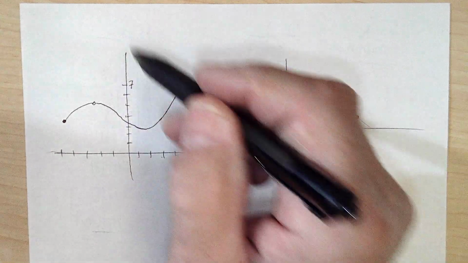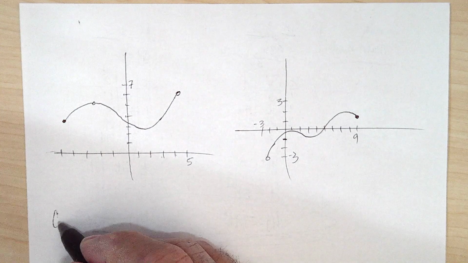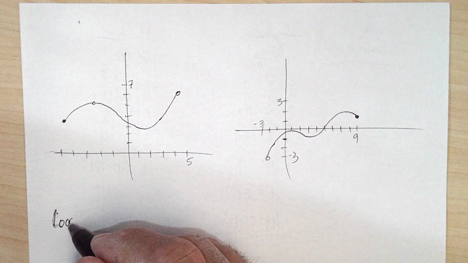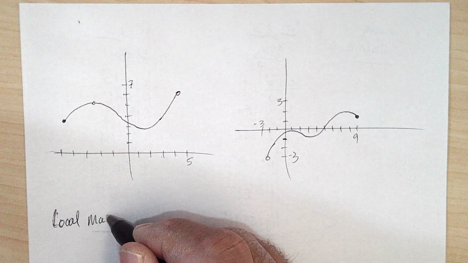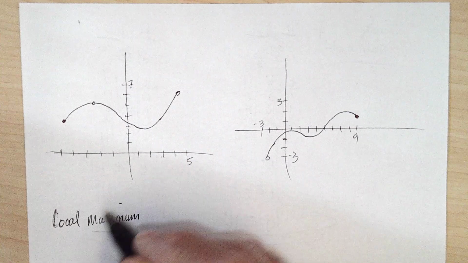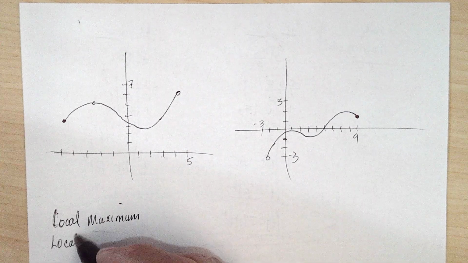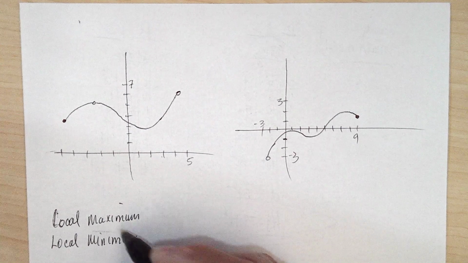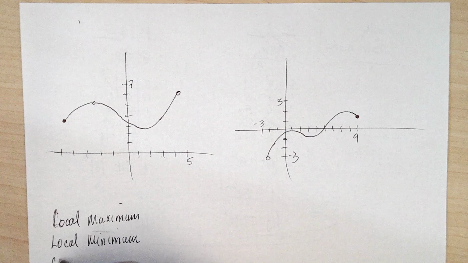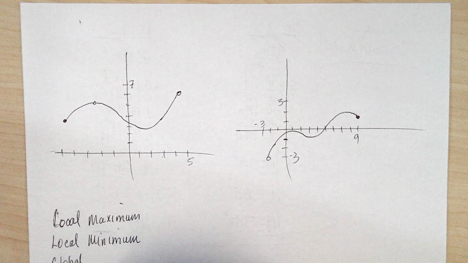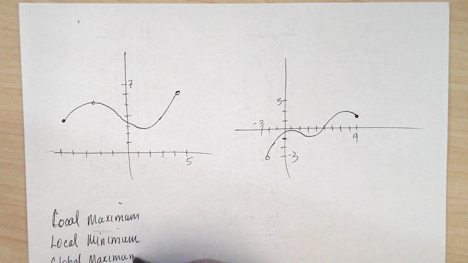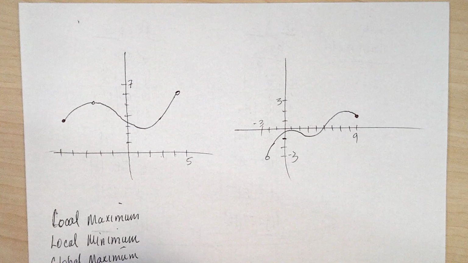Okay, we're going to talk about global. Let's do this. Local maximum, local minimum, global or absolute maximum, and global or absolute minimum.